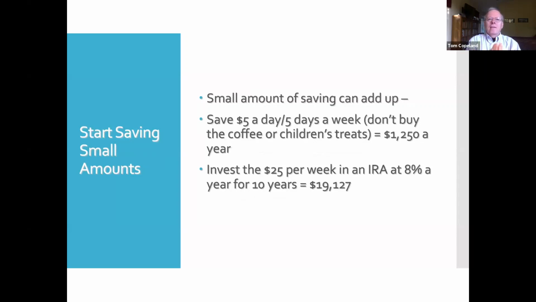You can start saving by saving small amounts, because small amounts of savings over time will get you where you want to go. If you save just $5 a day, 5 days a week, you'll have $1,250 by the end of the year. If you put that money into an individual retirement account, after 10 years, you'll have over $19,000. So it's possible to save some substantial amounts of money.